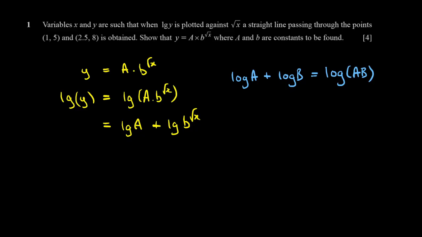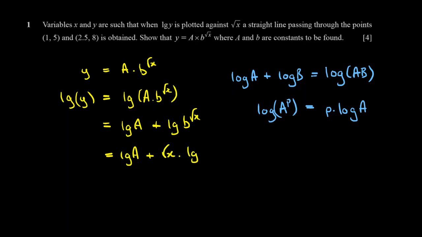Now I can use another log rule, and this log rule is if I've got log of a to the power of p, then that is the same thing as p times log a. So what does that mean? It means I can take this power here, the square root of x, and bring it down to the front. So let's do that. I'm going to get log a plus the square root of x times log b is equal to log y.